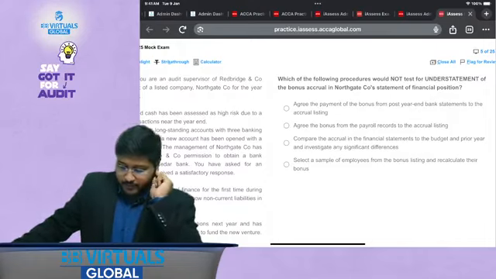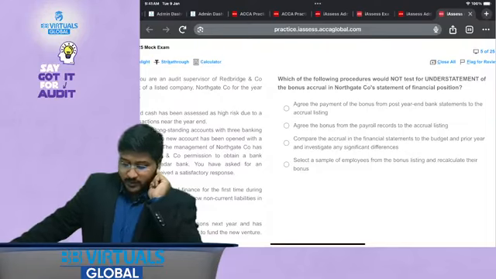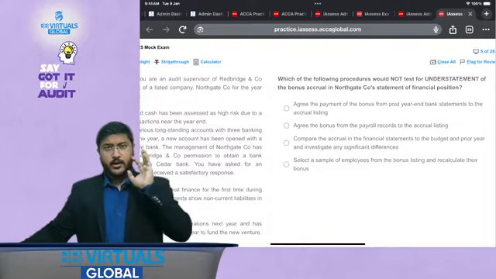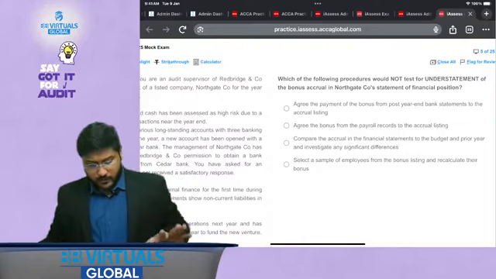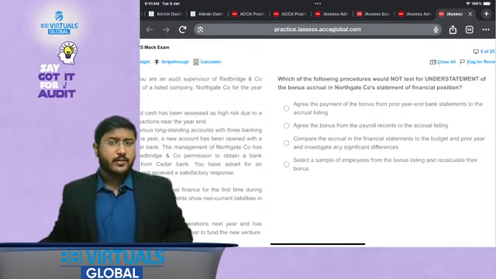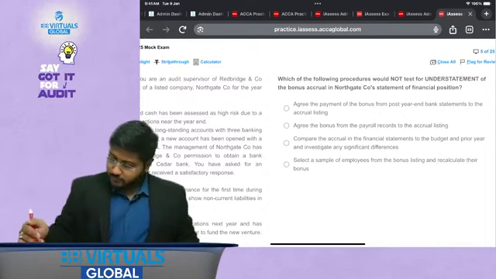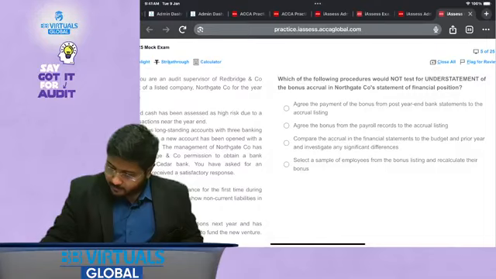Compare the accrual in the financial statements to the budget and prior year and investigate any significant differences. This also addresses completeness. But the fourth one is recalculation. This does not address the completeness part. So that is why I think the fourth option should be the right one for this.